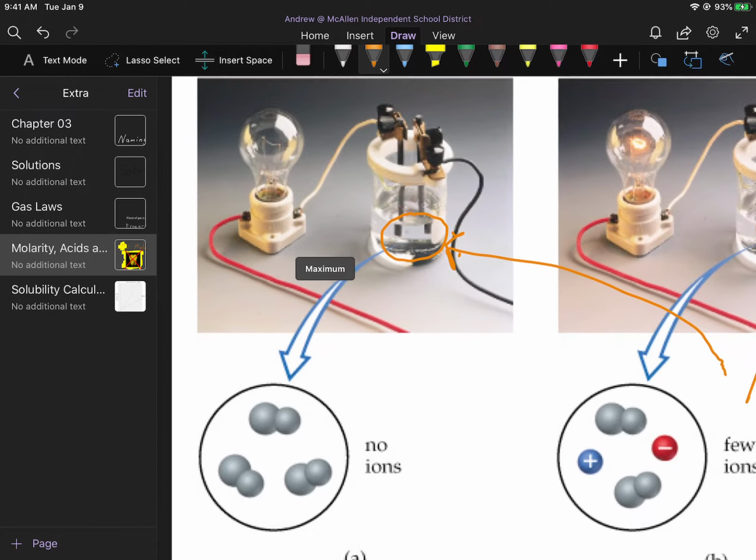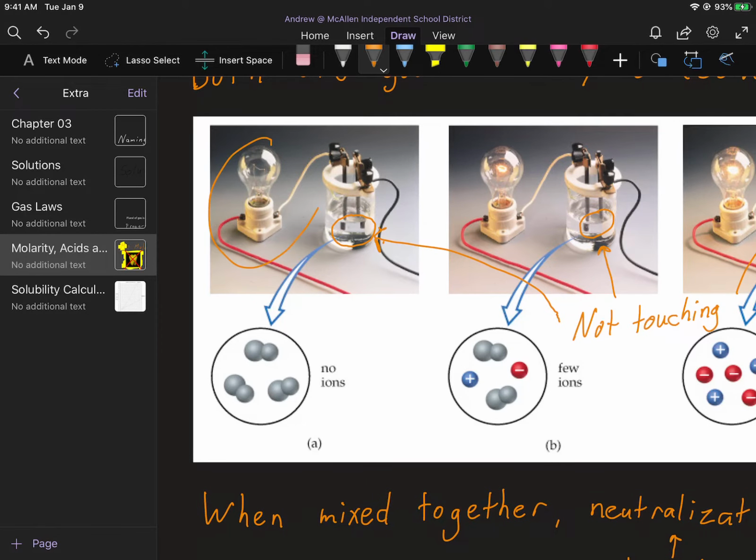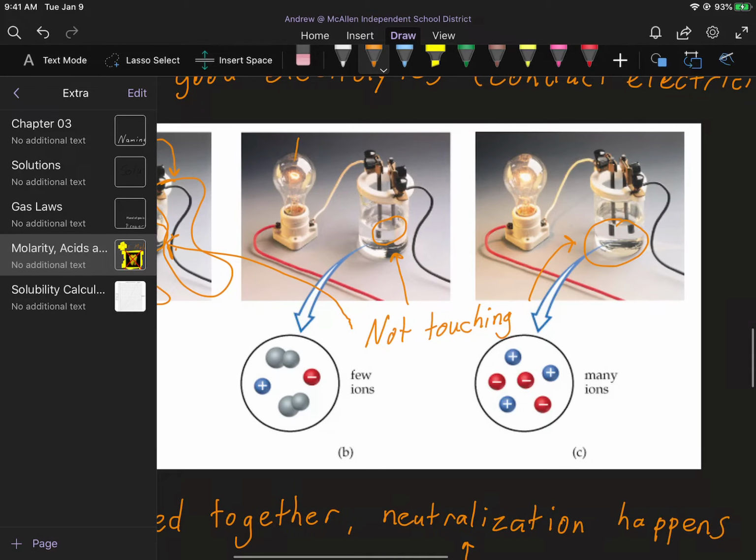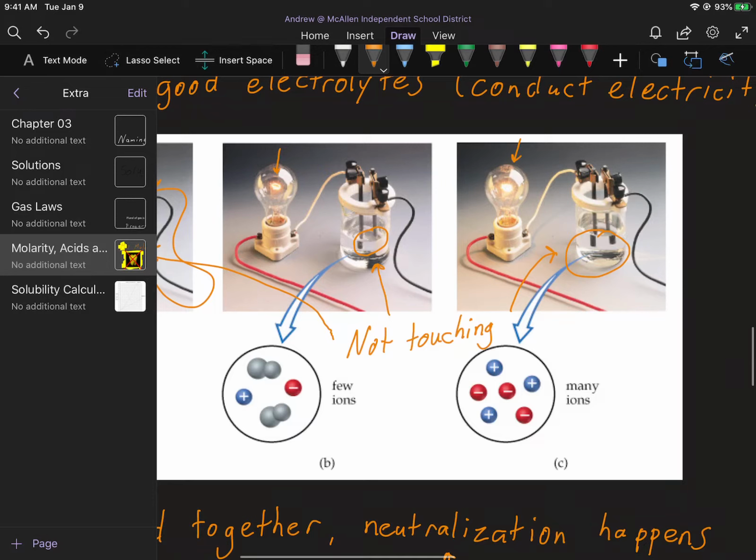If we look at this little graph, we have a light bulb connected to a wire, connected to another wire, connected to another wire. At no point are these two wires connected, but right there you can see that they're not touching. If this solution, this liquid that they're in, is electrolytic, if it is a good electrolyte, this light will still glow. The stronger the electrolyte, the better the light will glow.